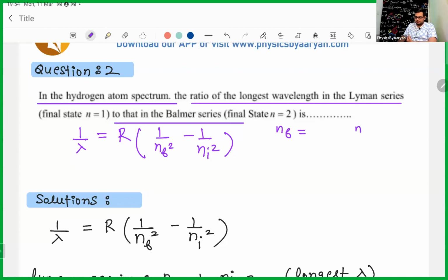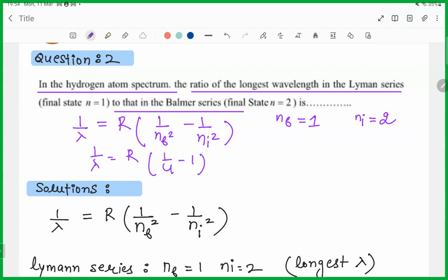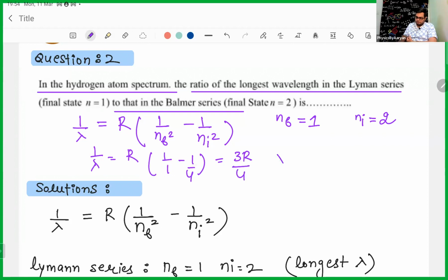n final for Lyman? 1. And what will be n initial for longest wavelength? 2. So 1 by lambda will be simply R into 1 minus 1 by 4. So that will be 3R by 4. So lambda will be 4 by 3R.